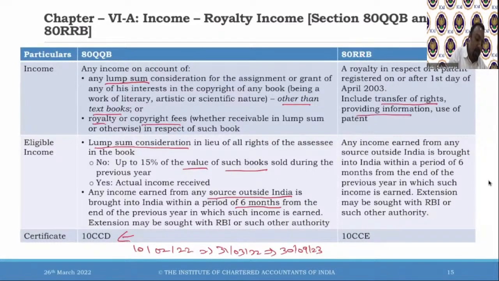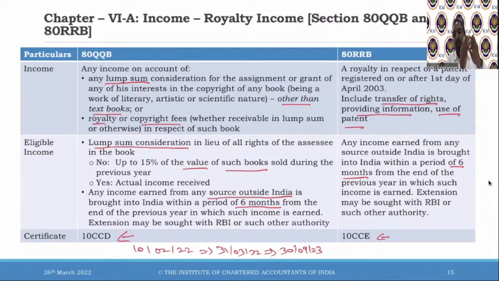Transfer of right, providing of information, use of patent. If this is happening, then money on royalty or patent registered after 1st April 2003 will be treated as my income. That income should also be brought within a period of 6 months from the end of the previous year, in which the same rule applies. For this, it is 80CCE. So that's what the provision is about, this royalty income and author.